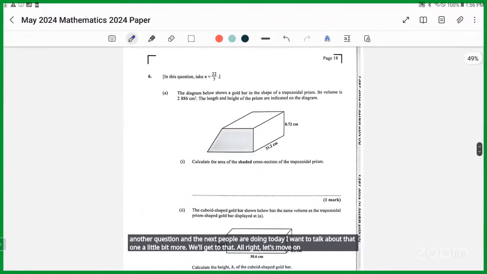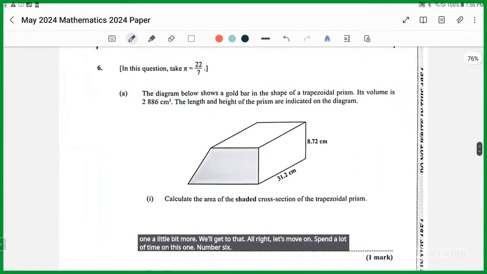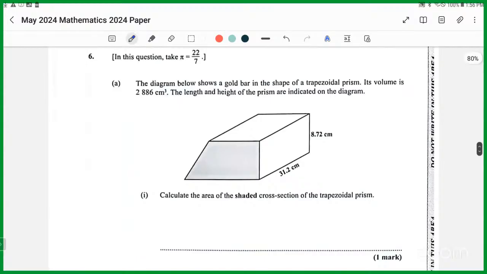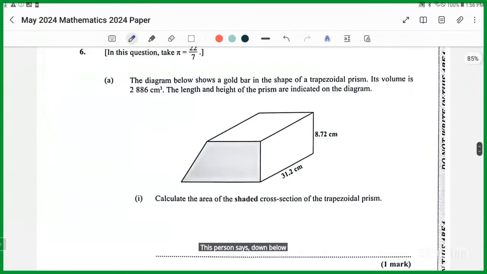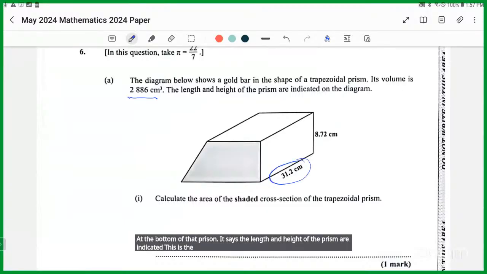We've spent a lot of time on this one. Number 6. This question says the diagram below shows a gold bar in the shape of a trapezoidal prism. Its volume is this. That's the volume of that prism. It says the length and height of the prism are indicated. This is the length of the prism, the distance between the two ends. These are the two ends.